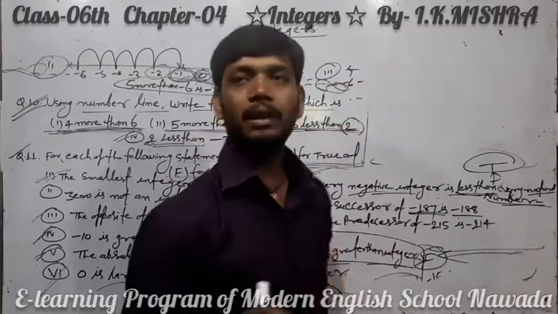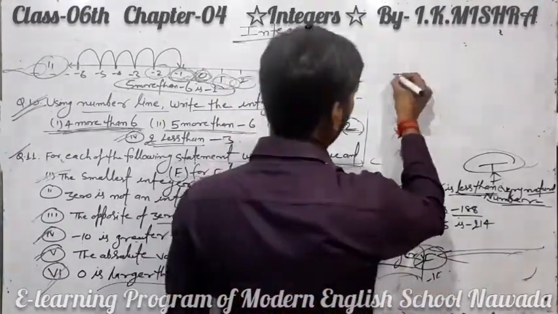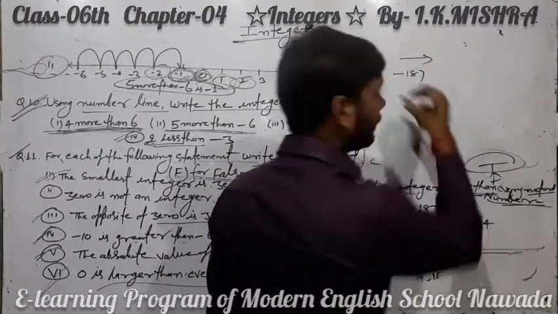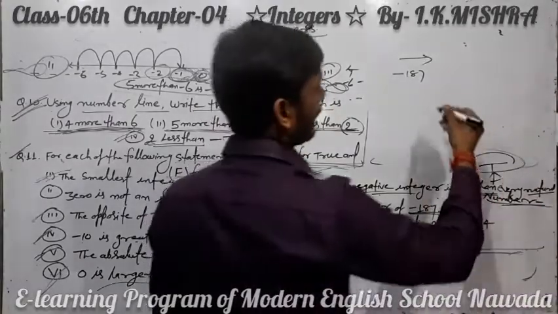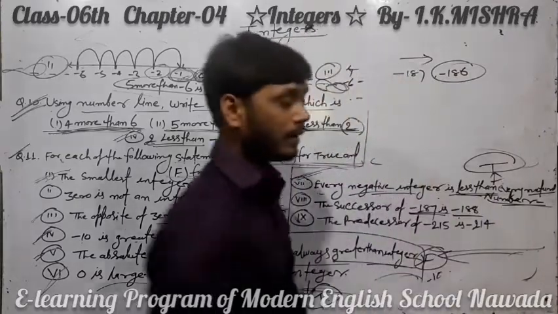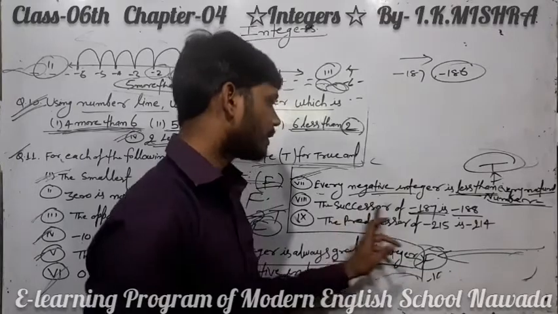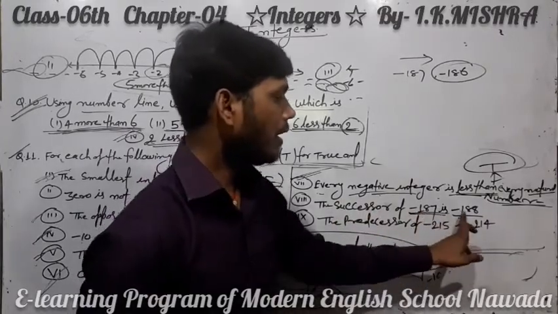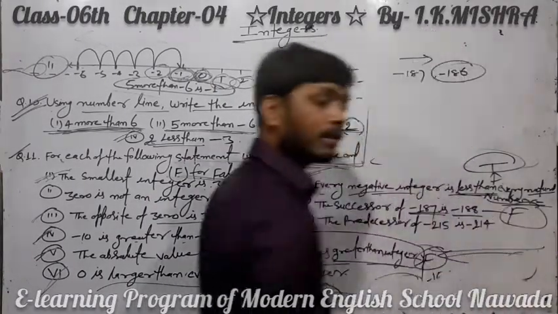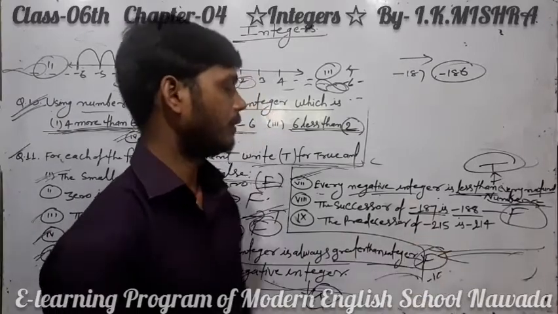Now, the successor of minus 187 is minus 188. Students, successor means plus 1, just after. Here minus 187, and just after means the right side. Just after means the right side, that means minus 186. So students, this statement is false, because it is written that the successor of minus 187 is minus 188. This is false.